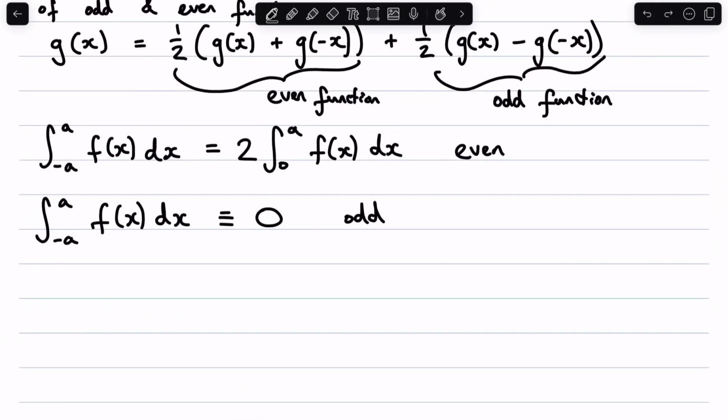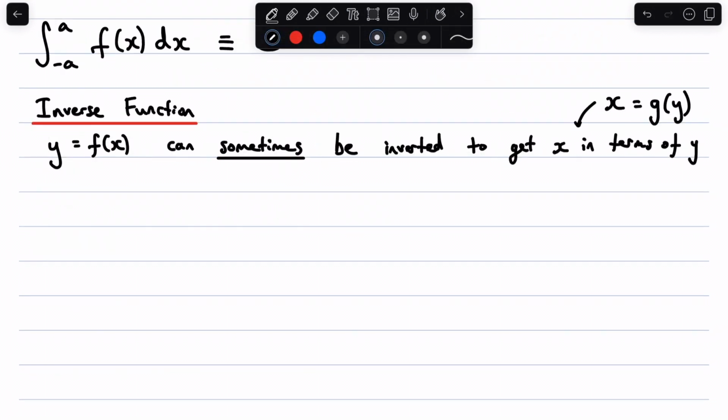And so it's just a very useful thing to remember, especially this odd one. So let's talk about inverse functions. For a function y equals f of x, we can sometimes invert this to give x in terms of y, i.e. x equals g of y, where g is the inverse function of f of x. And we usually write the inverse of f of x as f to the minus 1 of x.